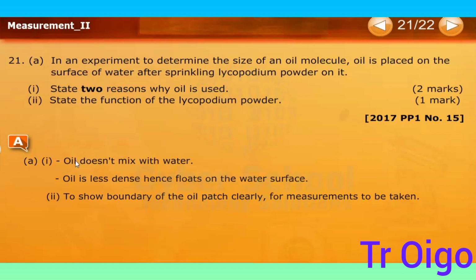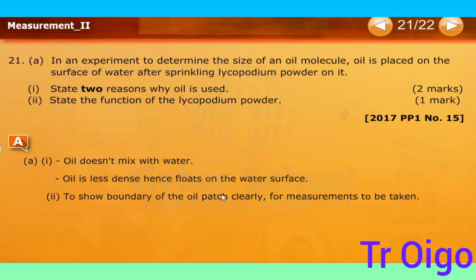The first one is because oil doesn't mix with water, and therefore it makes it better to work with. Number 2 is because oil is less dense than water, and therefore it will float on water. And the reason why we use lycopodium powder is to show the boundary of the oil patch clearly for measurements to be taken.